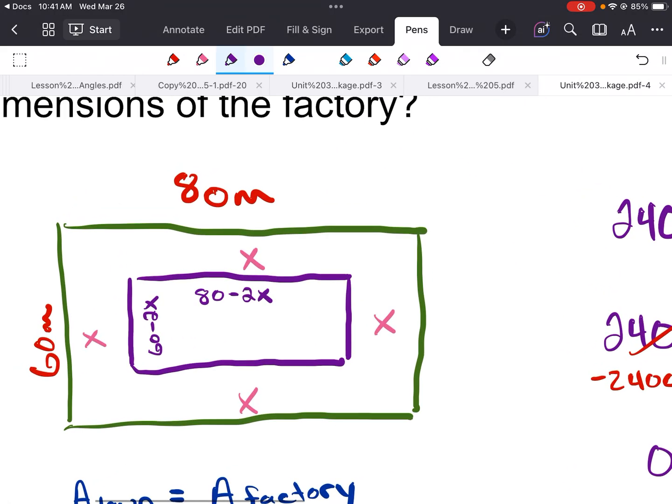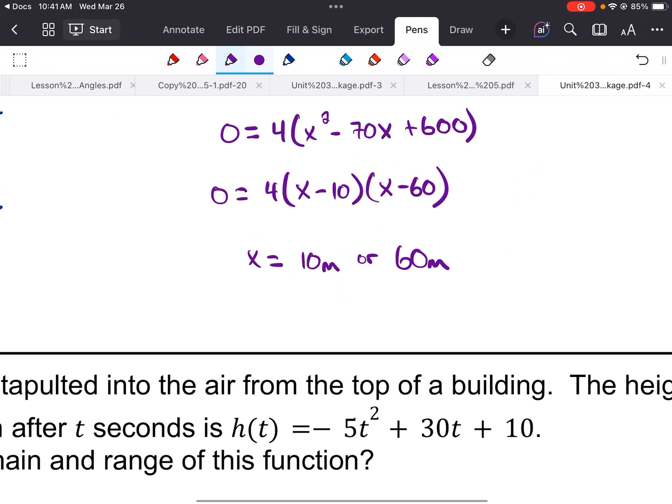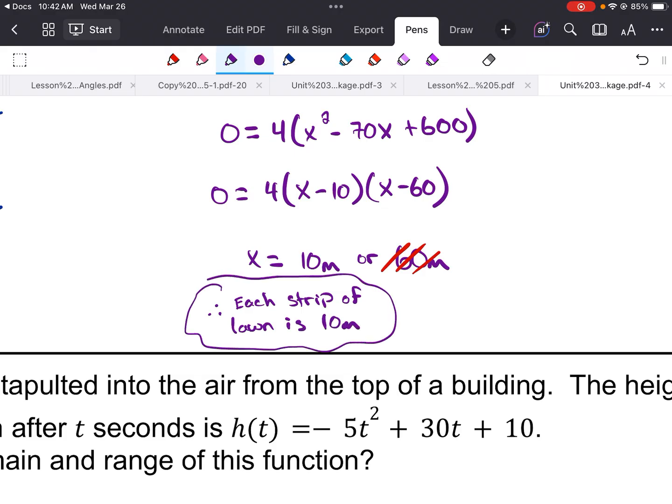However, if we look back to our drawing, if each x was 60, then the factory would have a width of 0 and the yard would have a width of 120, which is too big. So right away we can see that it's clearly not going to be 60. Therefore, x is 10. So each strip of lawn is 10 meters. Okay, that answers one of the questions.